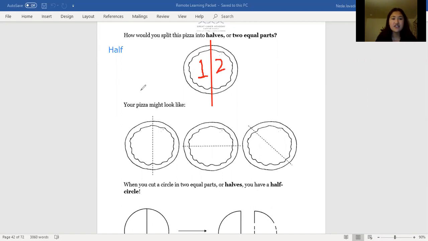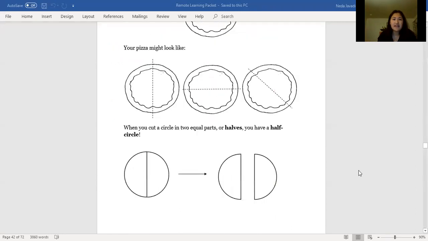On your page, on this part right here where it says your pizza might look like, go ahead and label the 2 parts just like I did, 1 and 2. Nice. Your page should look something like this. 1, 2, 1, 2, 1, 2. Give yourself 2 thumbs up if you got all those equal parts. Nice job. Let's keep going.